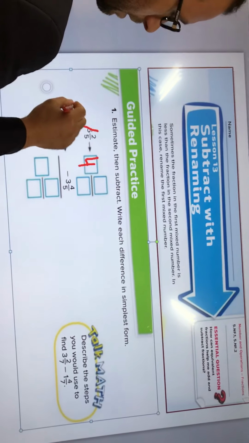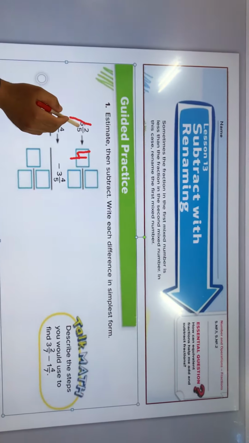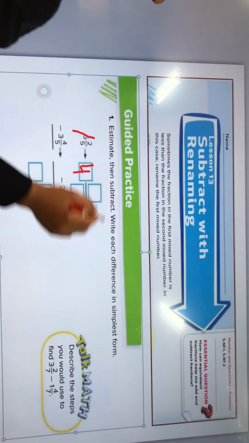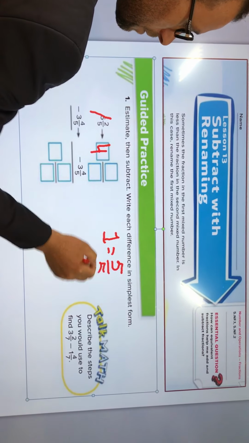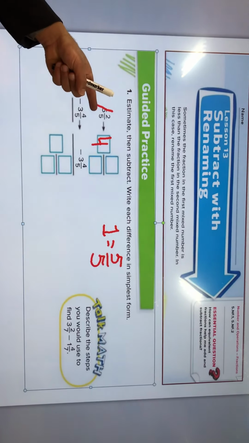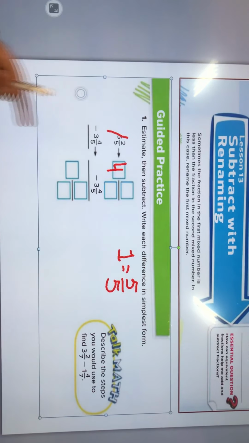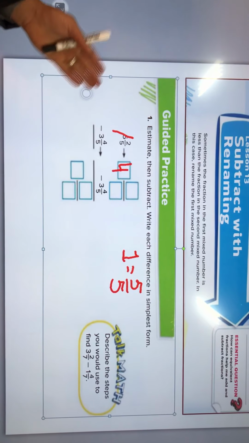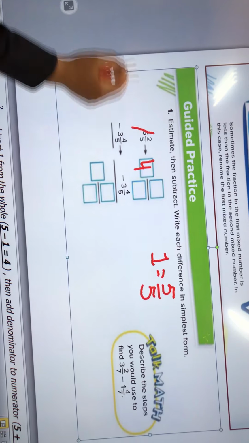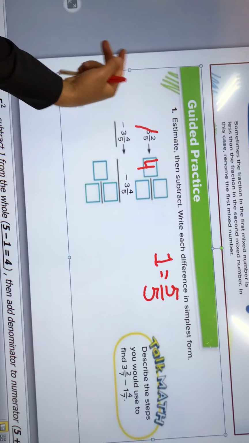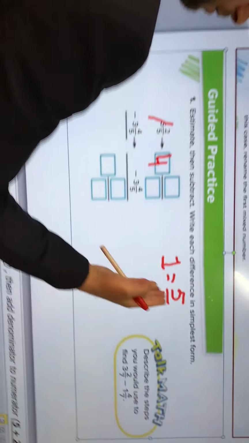1 whole as a fraction, here I have denominator 5, right? I write 1 as 5 out of 5. If it is 7 down here in the denominator, we write 7 out of 7. If it's 8, write 8 out of 8. But in this problem, I have denominator 5. To borrow 1, you have to borrow 5 out of 5.